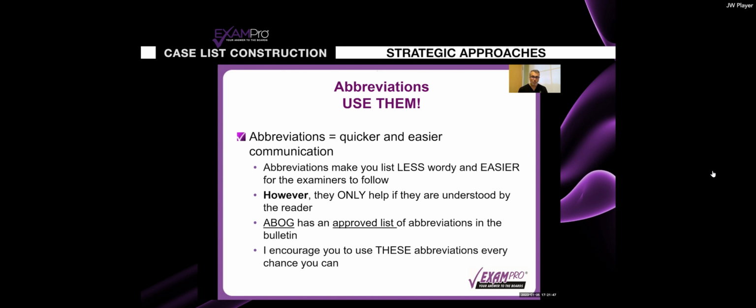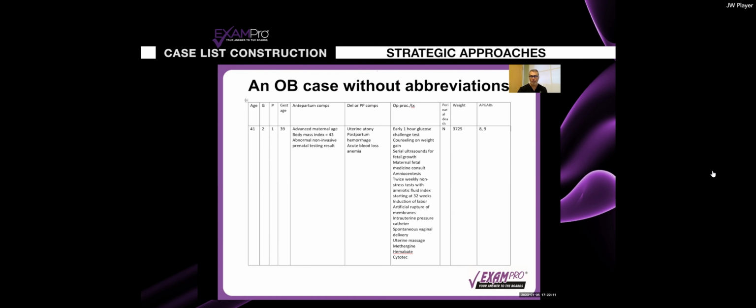However, abbreviations only help if they're understood by the reader. Okay, so you might have abbreviations that you like to use that are non-standard, that are somewhat less commonly used, and this might actually be confusing. So I'm going to point out that ABOG has an approved list of abbreviations in the ABOG bulletin every year. I encourage you to use the abbreviations every chance you can. And let me just go forward here and show you an example.